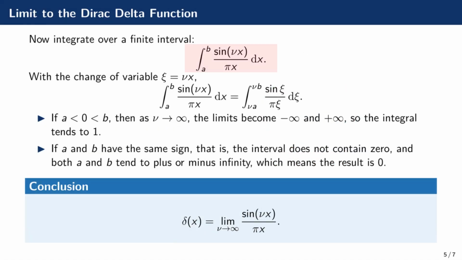Now let us consider the integral from a to b of this function. Introduce a new variable, zeta equals nu x. Then the integral becomes the integral from nu a to nu b of this function with respect to zeta. If a is negative and b is positive, that is, the interval contains 0, as nu goes to infinity, the integration range approaches minus infinity to plus infinity. Therefore, by the previous result, the limit becomes 1.